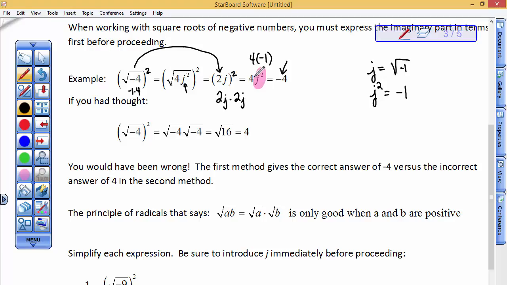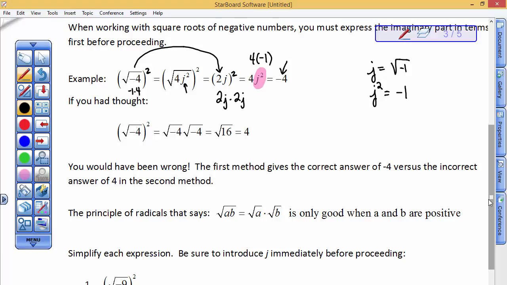Bottom line, this is what some people do think they can do. They think they can write this out twice and not think in terms of j. They think they can multiply the numbers under the radicals together. Negative 4 times a negative 4 is a positive 16. And then get the square root of 16 and find that that's equal to positive 4, not a negative 4. And the answer really is a negative 4. So when you have the square root of a negative number, you have to write it in terms of j.